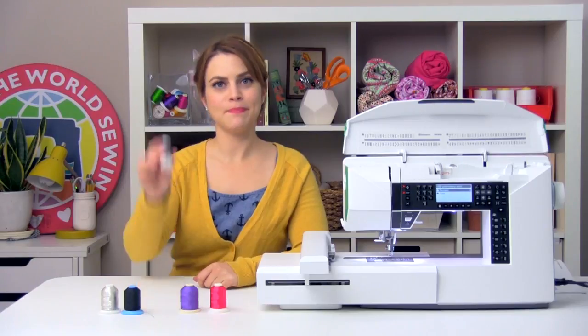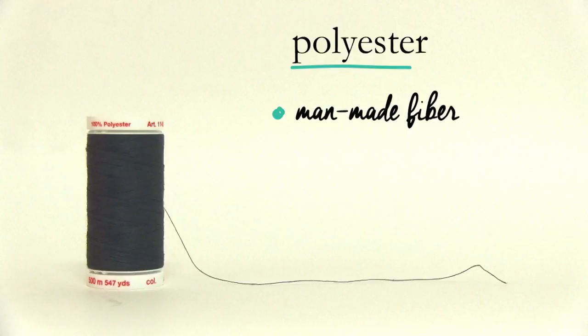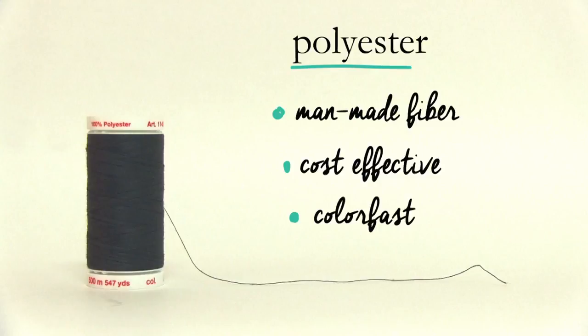Another thread choice is polyester. Polyester is a man-made fiber. This is a good choice when cost is a concern. It's a little more cost-effective than natural fibers like rayon or cotton. It's also more colorfast, so it's a good choice when you're embroidering sports jerseys or kids' clothes or anything that's going to get washed a lot.